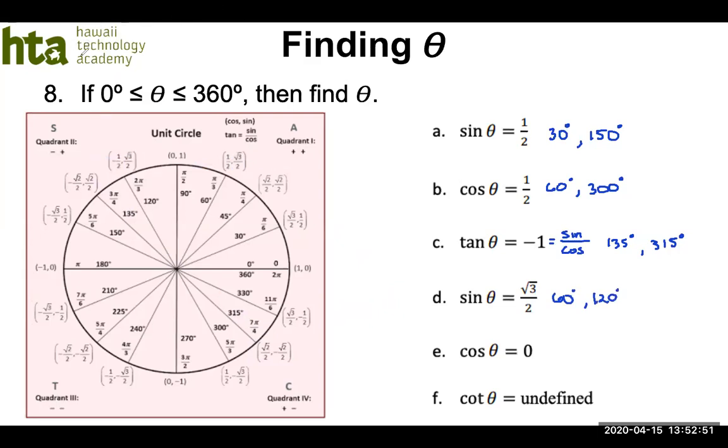All right. Now we've got cosine of theta equals 0. So that means we should have cosine equaling 0. That is right there and right there. Those are the only places where the cosine equals 0. So my only answers have to be 90 and 270.